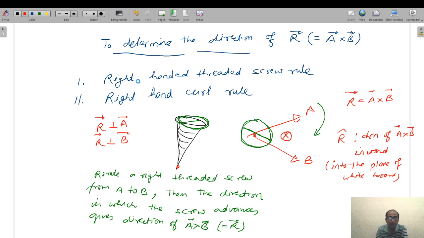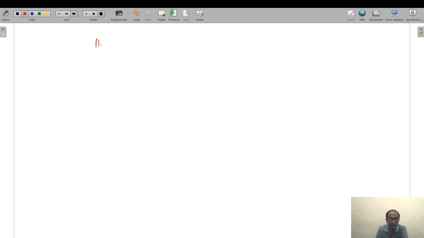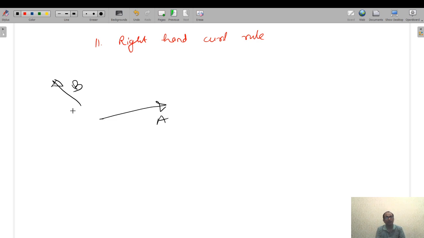Okay. Let us see right hand curl rule. So let there are vectors, this vector is A and let this one is B, and now I have to find the direction of vector R which is A cross B. तो इसमें हमें अपने राइट हैंड को यूज करना है and we have to keep the palm of our right hand perpendicular on A के ऊपर, आप perpendicular ऐसे रखिए and then curl your right hand towards B की तरफ curl कीजिए.